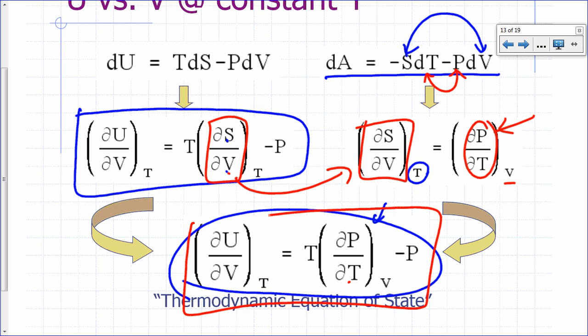This is what we introduced earlier. This is your pi sub T, remember? The partial of U with respect to V at constant T, your internal pressure. You can see it's called internal pressure. You can see its unit is pressure, right? So it's a pressure unit.